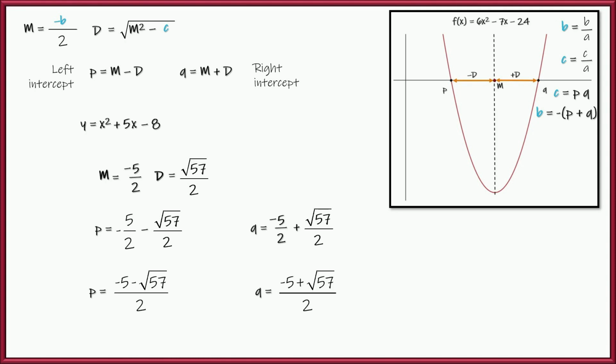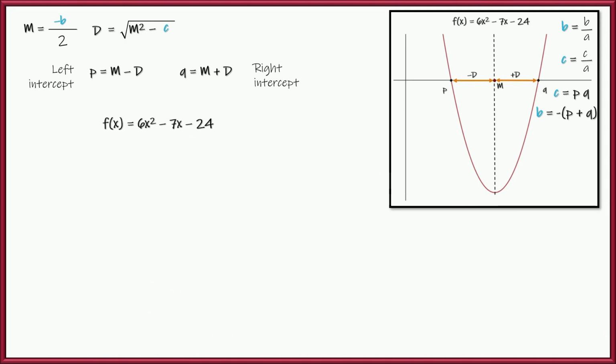Now, what about our ugly one that we started with at the beginning? 6x squared minus 7x minus 24. Let's dive in and tackle that one, okay? All right, so here we go. Leading coefficient is not 1, so we're going to divide everything by a, which is 6. And we're going to reduce, if we can. Negative 24 divided by 6 is negative 4.